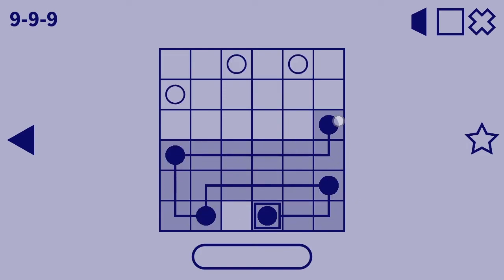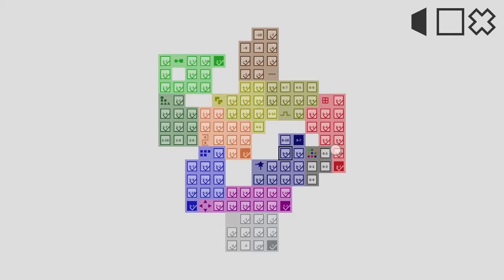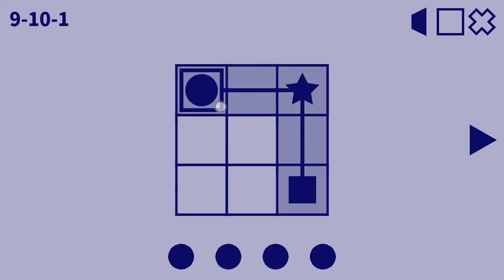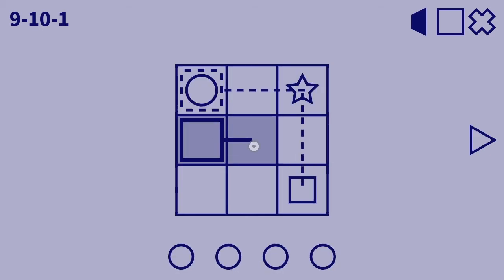Corner, corner, corner, corner. We're going to do corner, corner, corner. There we go. 9, 10 is there. I was expecting it to be to the left. Star. Corners must be in stars. Easy.